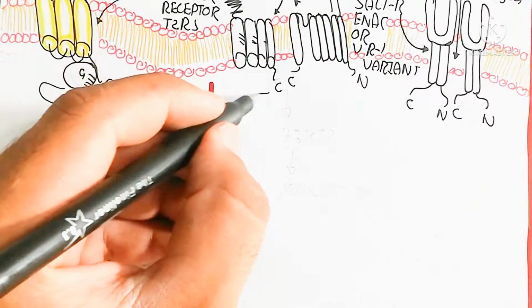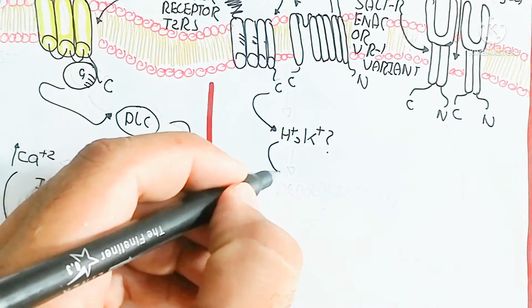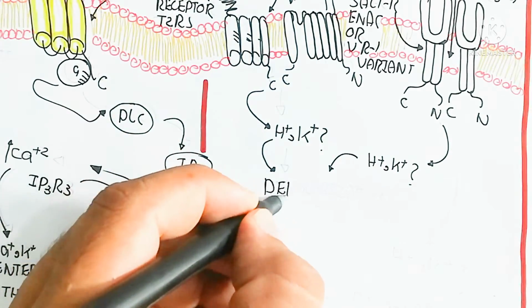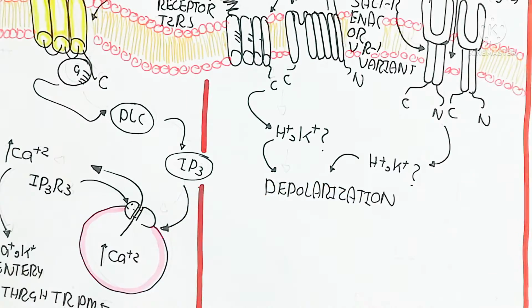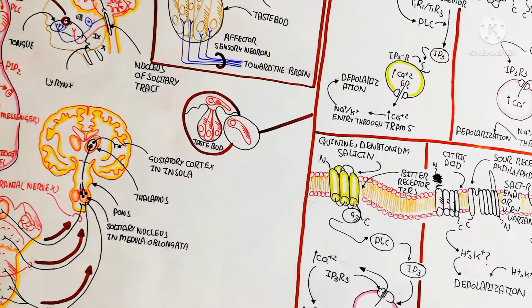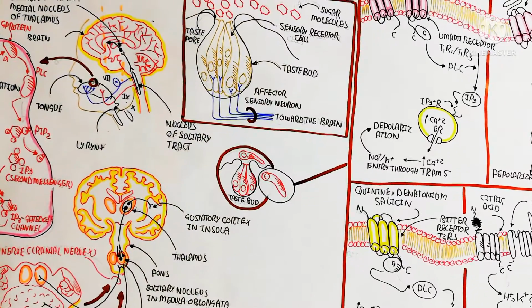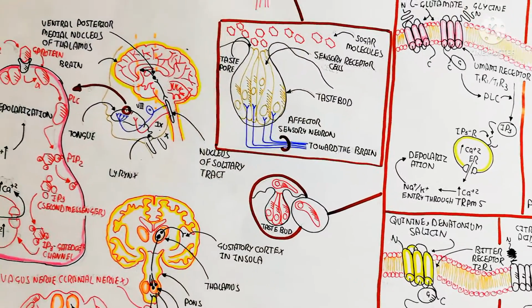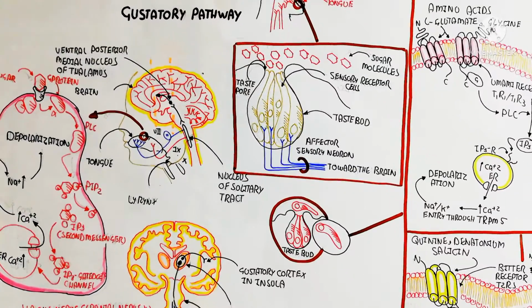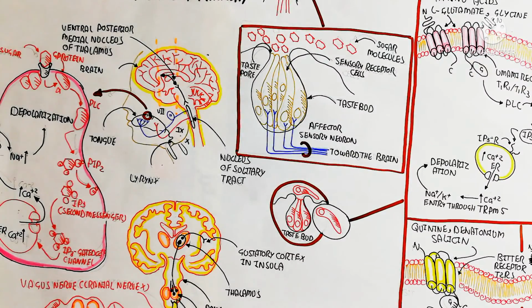And on the other hand, here are the cations. Sodium, potassium, and calcium will interact with the salt receptor ENaC or the VR1 variant, which leads to depolarization. PKD1L3 and PKD2L1 also lead to depolarization, and we feel the gustation, the taste.